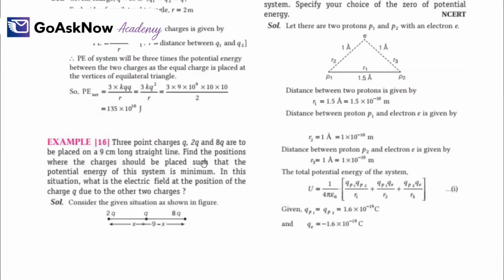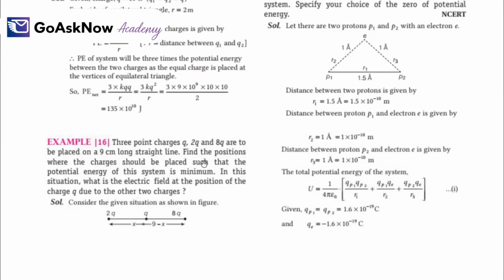Three point charges Q, 2Q, and 8Q are to be placed on a 9 centimeter long straight line. Find the positions where the charges should be placed such that the potential energy of the system is minimum.